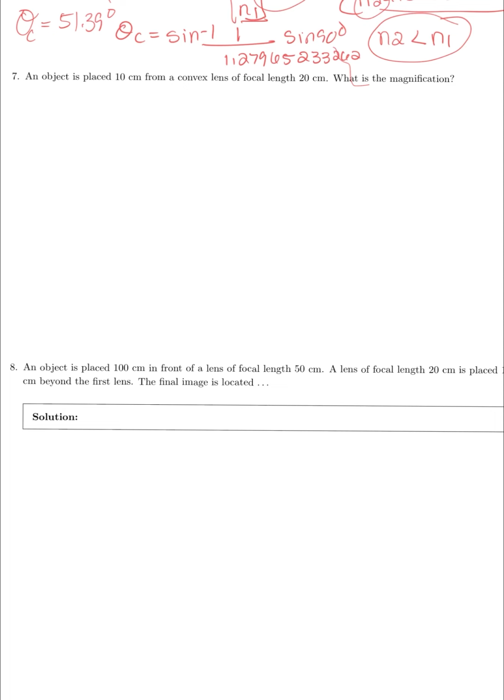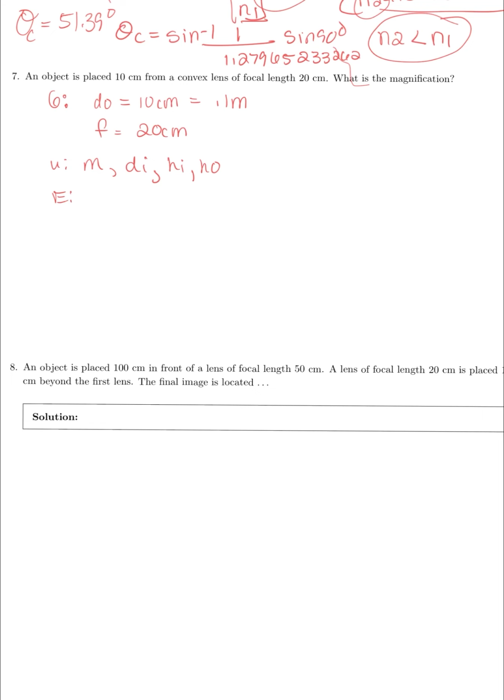Now, an object is placed 10 centimeters from a convex lens of focal length 20 centimeters. What is the magnification? All right, so we are given that an object is placed, so that's our DO, 10 centimeters from our lens, which equals 0.1 meters, from a convex lens of focal length 20 centimeters. We want to know the magnification. We also don't know DI. We know DO, we don't know HI, we don't know HO.